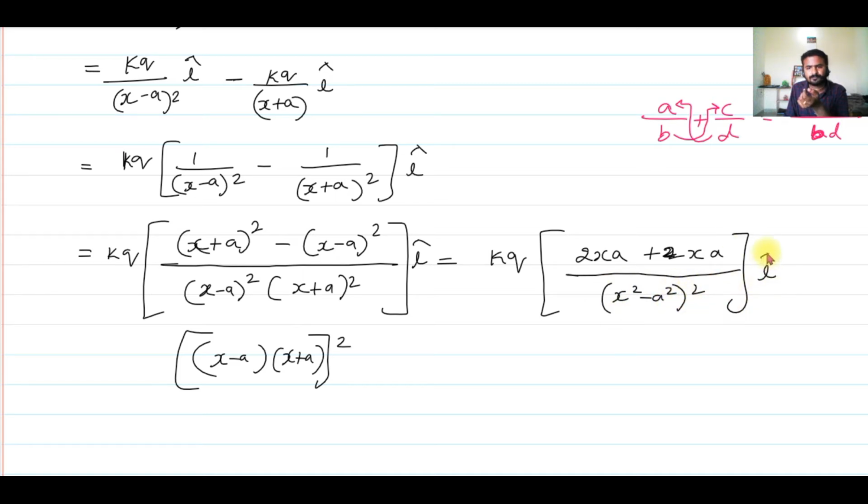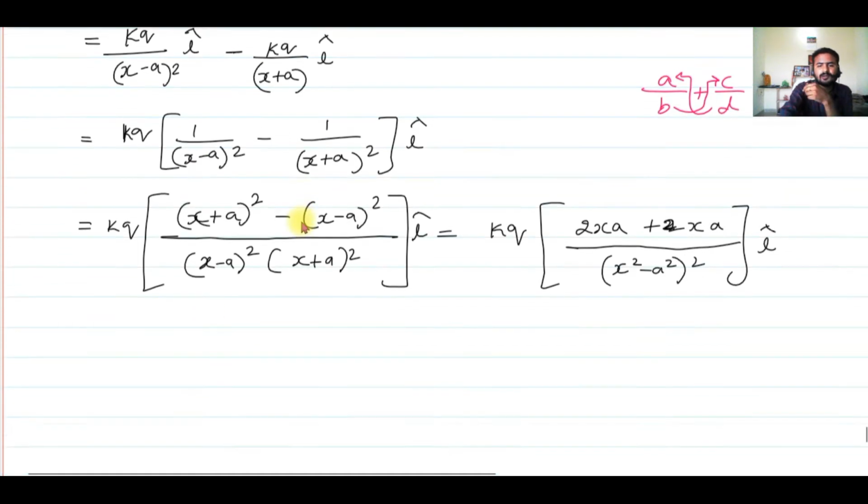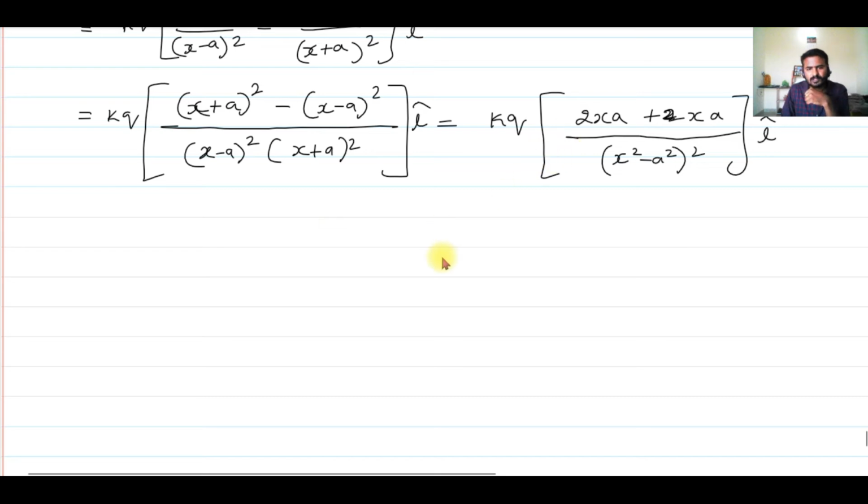Okay, I cap. All right, and now further if you simplify that, what do you get? We get that as kq into 4ax in the numerator, right? 2ax or 2xa plus 2xa is 4xa, which is 4ax, and in the denominator I'll write it as (x square minus a square) the whole square as it is.